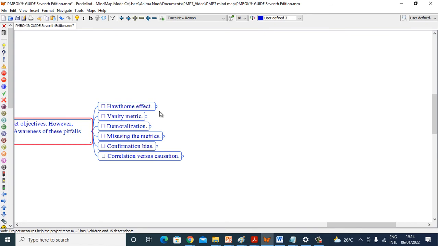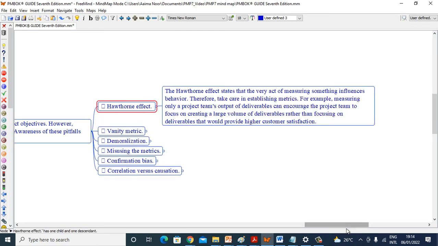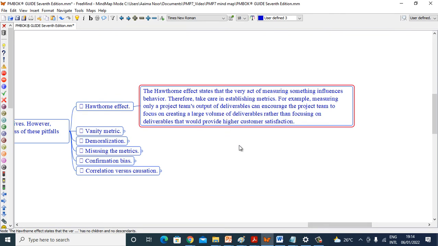Hawthorne effect, vanity metric, demoralization, misusing metrics, confirmation bias, correlation versus causation. So let's start. Hawthorne effect. The Hawthorne effect states that every act of measuring something influences behavior. Therefore, take care in establishing metrics. For example, measuring only the project team's output of deliverables can encourage the project team to focus on creating a large volume of deliverables rather than focusing on deliverables that would provide higher customer satisfaction.